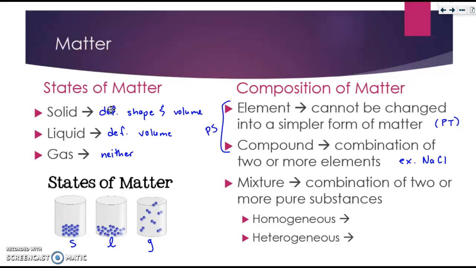There are two types of mixtures. Again, probably words you've heard before. We have homogeneous mixtures, and we have heterogeneous mixtures. Think about the prefixes and what they mean. Homogeneous mixtures are mixtures that are uniform throughout, so they look the same. Heterogeneous mixtures are not uniform, so they look different.